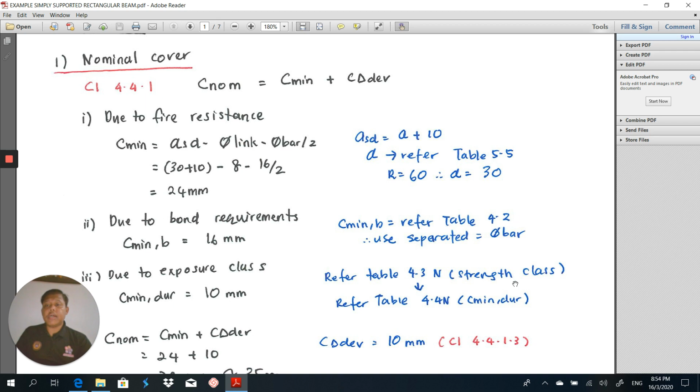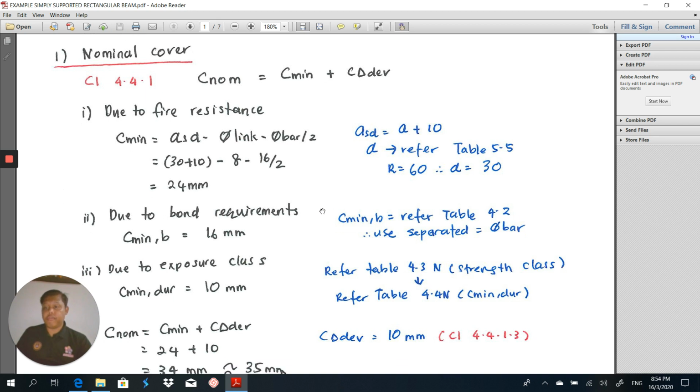In order for us to calculate the nominal cover, we have to compare three different conditions. The first one is due to the fire resistance, the second one is due to the bond requirement, and the third one is due to the exposure class. The basic formula for C nominal can be referred to clause 4.4.1, which is C nominal equal to C minimum plus C deviation. So the first condition is due to the fire resistance.